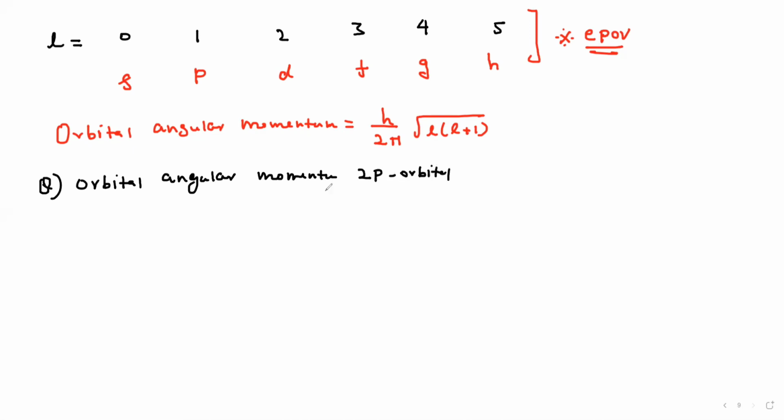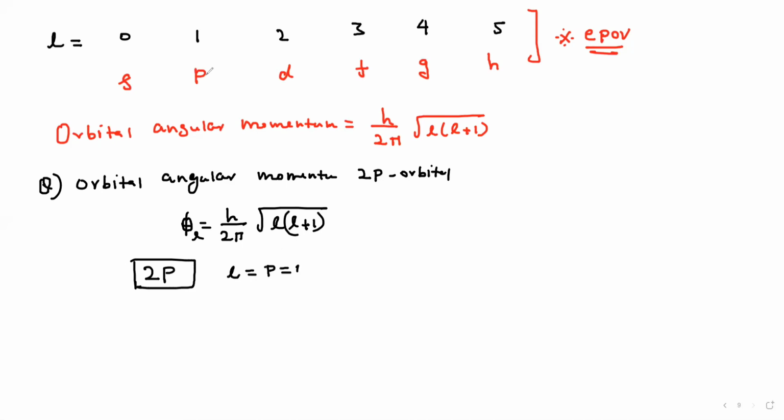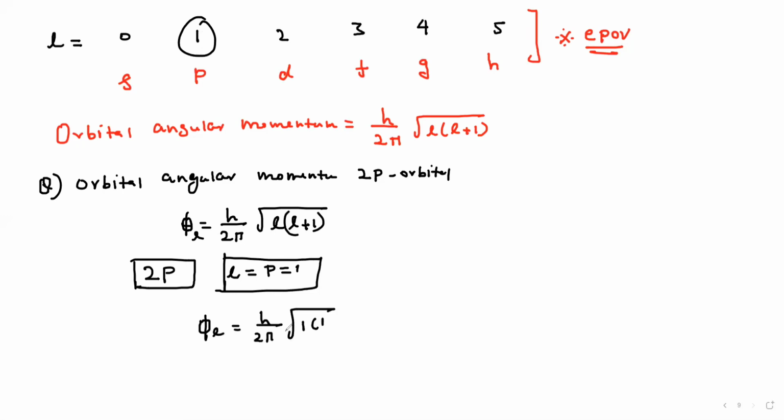Now you know very well what the formula is. The orbital angular momentum is h by 2 pi into the square root of L into (L plus 1). For the 2p subshell, what is the L value? For p, the L value is 1, so I put 1. Now apply the formula: h by 2 pi into the square root of 1 into (1 plus 1), which is h by 2 pi into root 2.